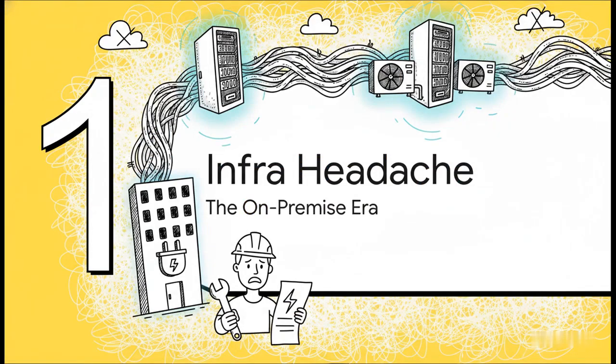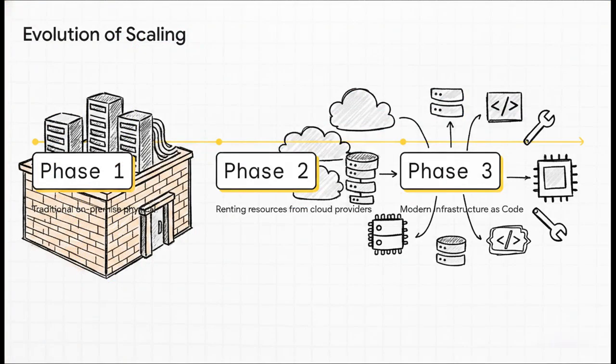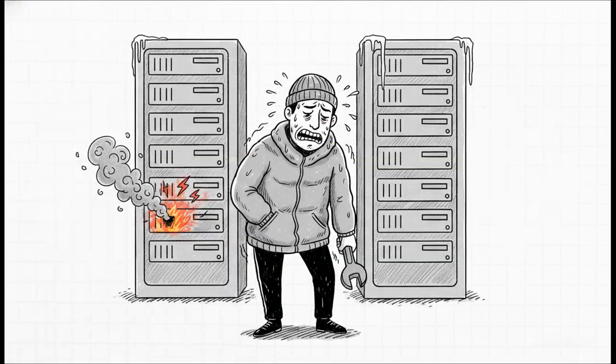Section 1. The infrastructure headache. Okay, looking back at the traditional era, deploying an app meant you literally had to own the physical building where your computers lived. We started with these massive on-premise data centers, right? And then we made a huge leap to renting from cloud providers. But to reach true modern efficiency, the industry really had to evolve one step further into infrastructure as code. Because in that traditional era, the pain was just real.